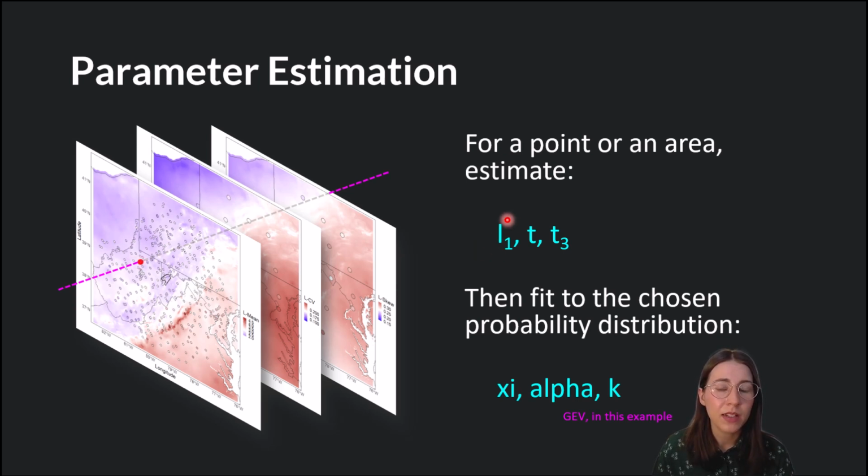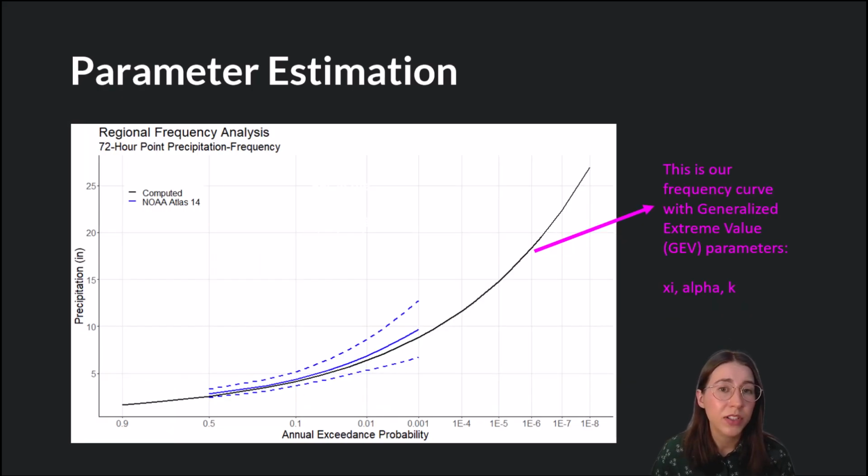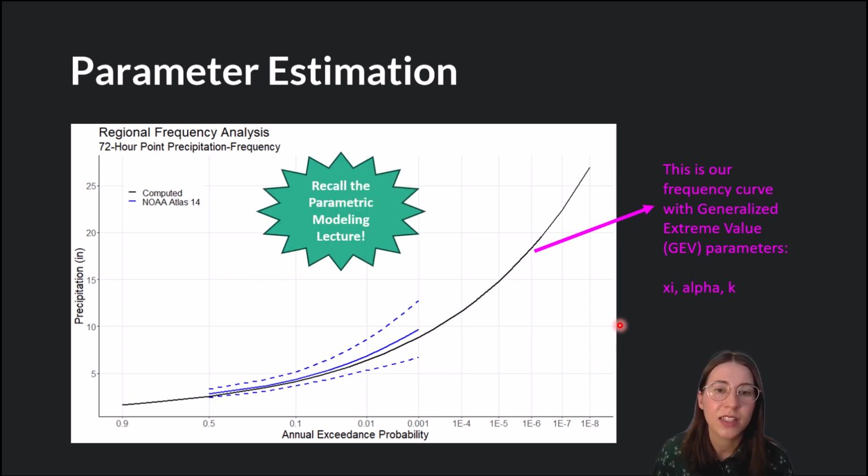From the L-mean, LCV, and L-skew, we can fit the probability distribution that we've selected earlier. In this example, we might fit the GEV distribution, which gives us the parameters xi, alpha, and kappa. This is what produces our precipitation frequency curve. Using the generalized extreme value in this example, the parameters xi, alpha, and kappa plot like the curve shown here. This should sound very familiar to the process we followed in the parametric modeling lecture.